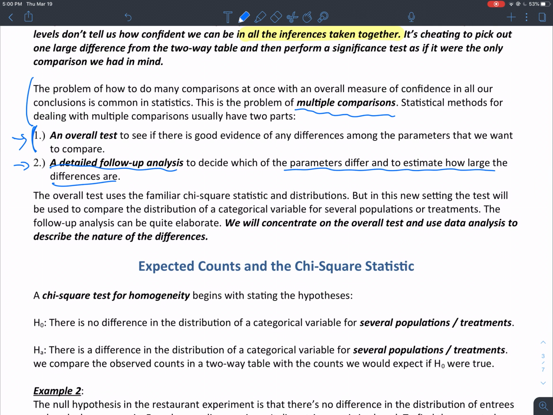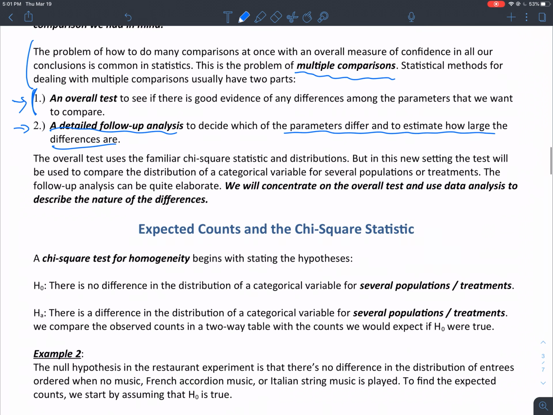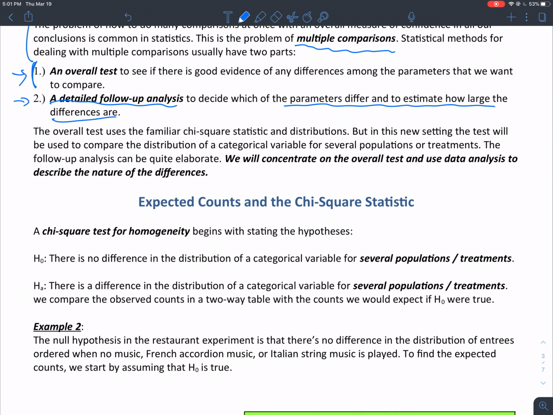The overall test is not very different from anything we've done for section 11.1, except that the data is different, so the way to calculate your expected counts is quite different. A chi-square test for homogeneity is what we're talking about here, because there are several populations or treatments. In our example, there are 3 treatments. If there are 3 treatments or multiple samples or multiple treatments, it's not a goodness of fit test. Now it's a test for homogeneity.